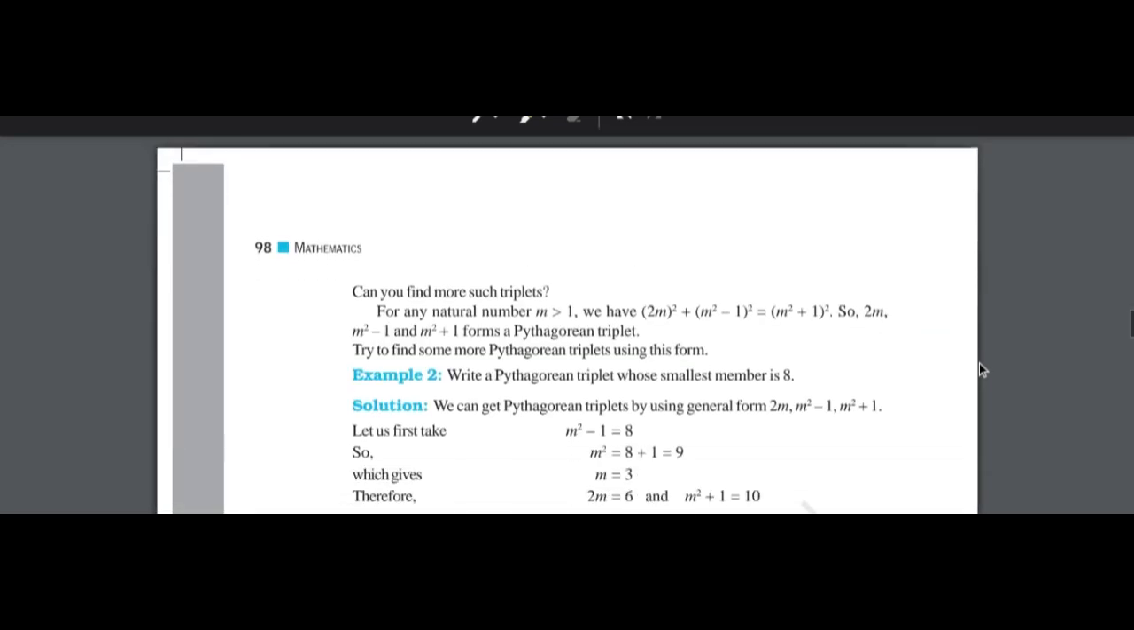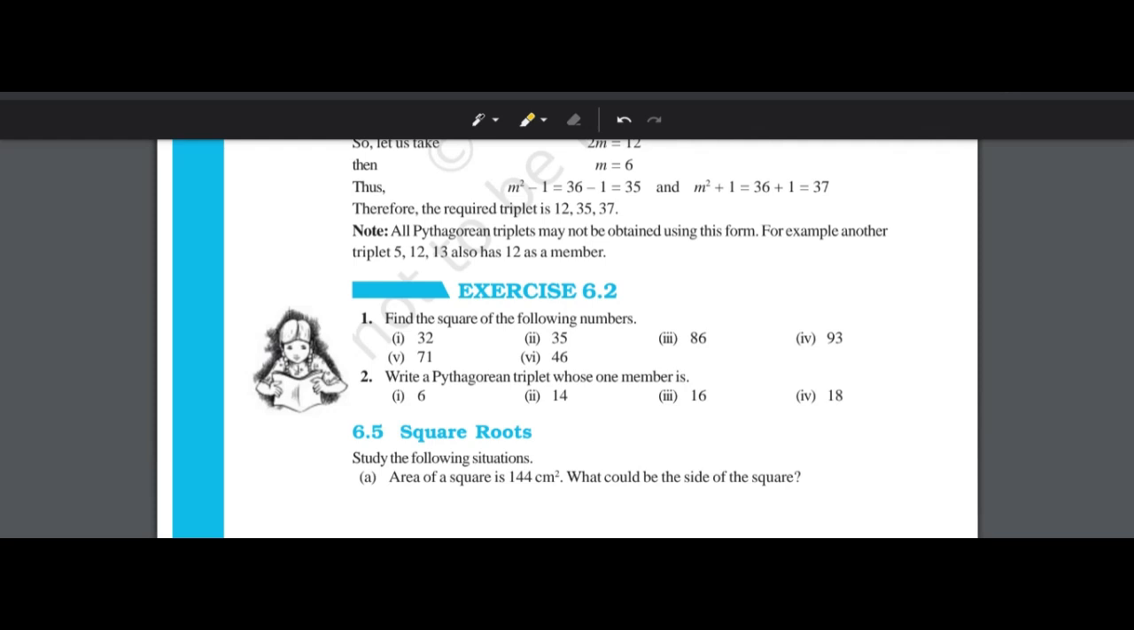Exercise 6.2, the question number is a Pythagorean triplet. This is an important question. You have to mark important. You have to add the questions and you have to do the practice of these examples and the question from this exercise. So basically in this we just have to find the Pythagorean triplet of the given number, 6. And by using the formula of m square plus 1, m square minus 1 and 2m, we have to find the other integers of 6.